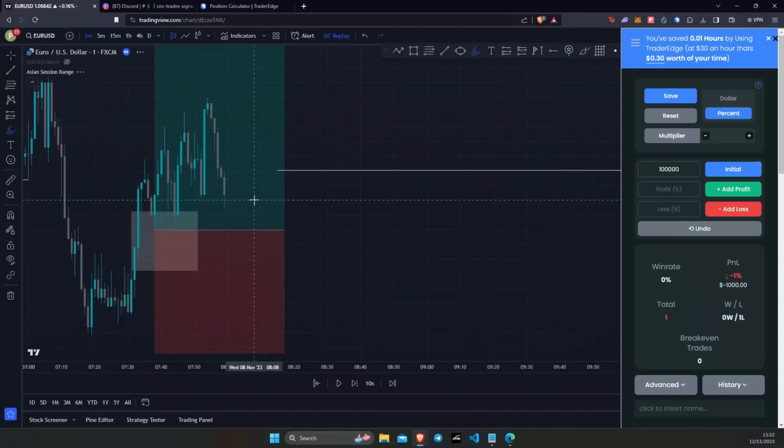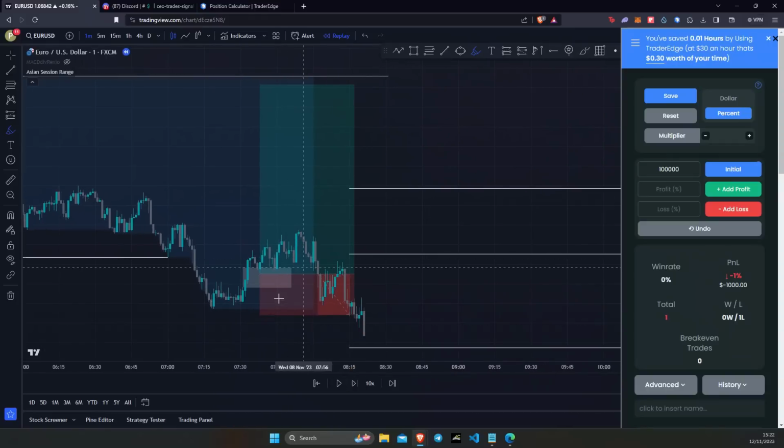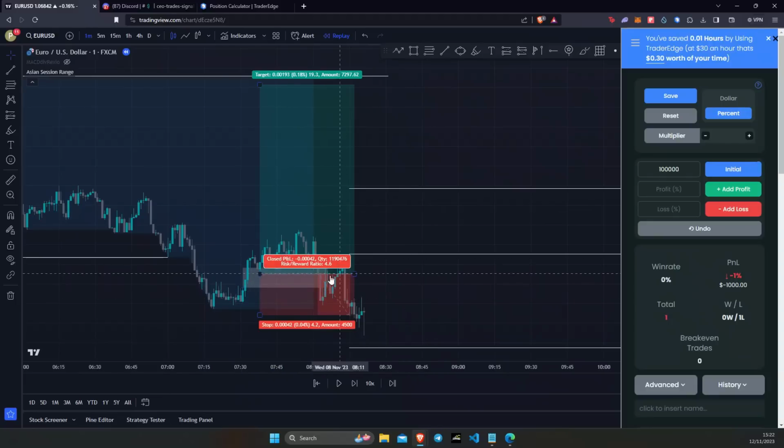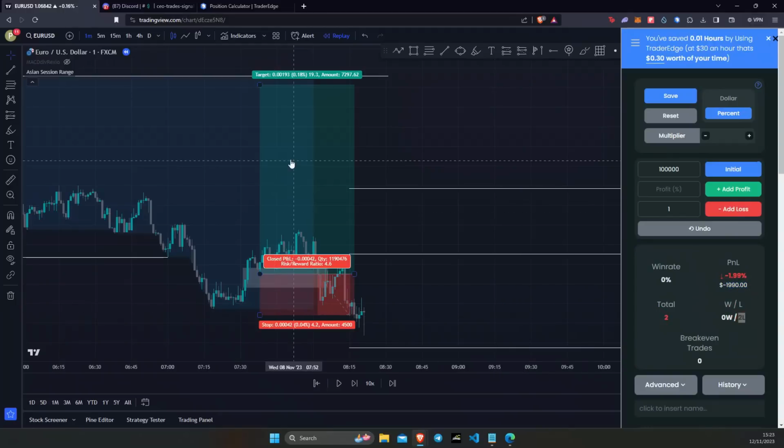And unfortunately, on this day, price taps us in and then immediately takes us out. So as good as this trade was, and it fit all of our confluences, price did not want to play ball on Wednesday. So we go over to our Trader's Edge backtesting software. We add in another loss for the week. So now we are down 2% overall for the week, minus $1,990, 2 losses.